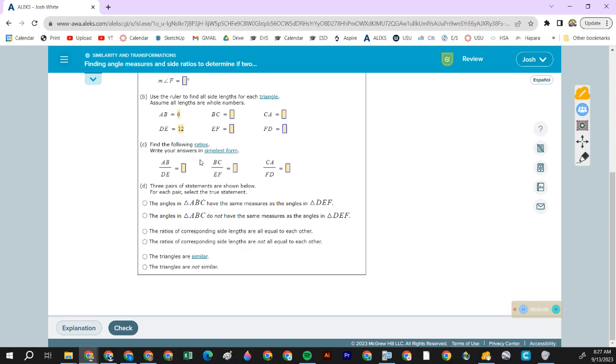Okay. So what is AB divided by DE? 0.5. So then you need to go through and measure those. What is this answer going to be? 0.5. And this one will also be 0.5. So there are 3 sets of answers here. You need to choose which one is true. They do have the same measures. They are not all equal to each other, but the triangles are similar. So the side lengths are not equal, but they are proportional.